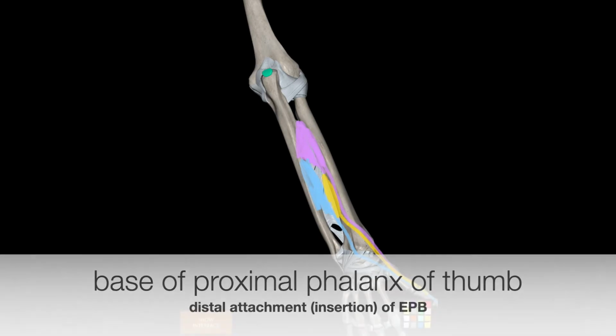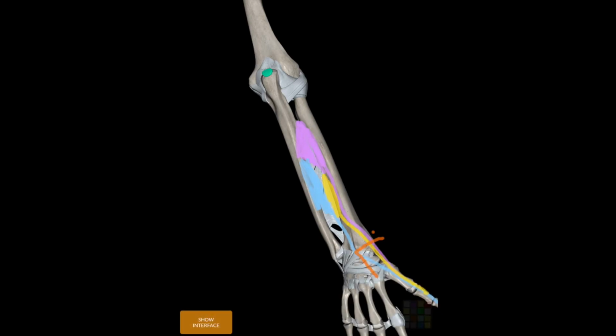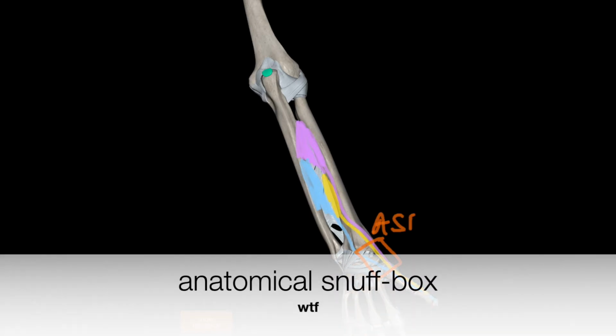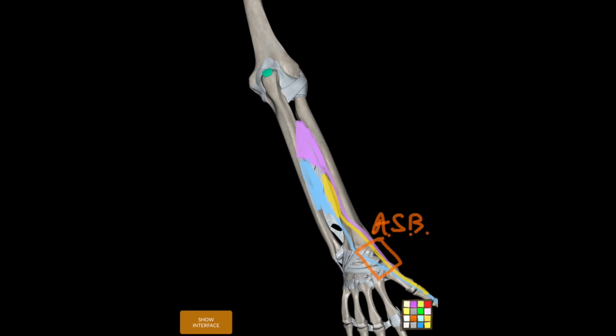It's worth noting that these three tendons here, just beyond the styloid process of the radius, to the base of the metacarpal of the thumb, delineate the anatomical snuff box, an important anatomical location. And we'll talk about that in the next video, probably.